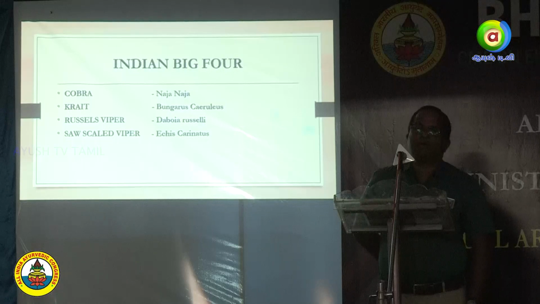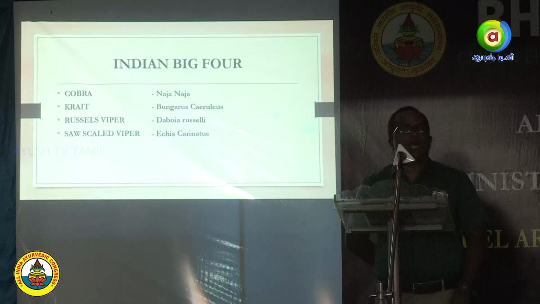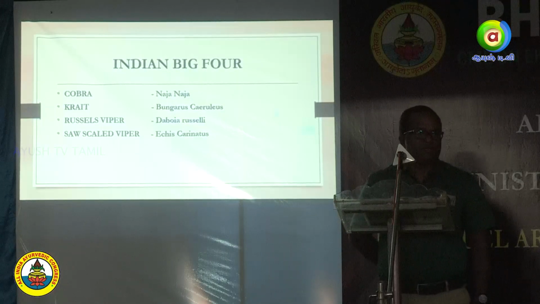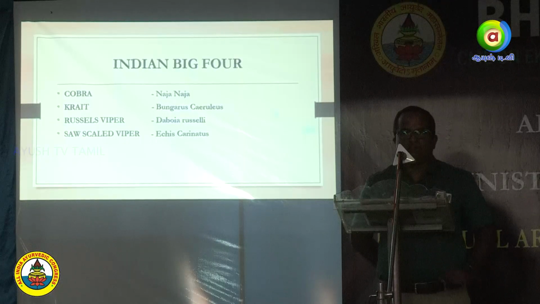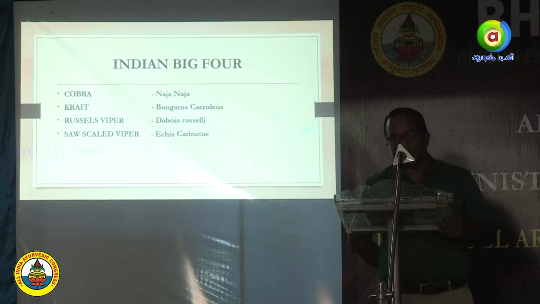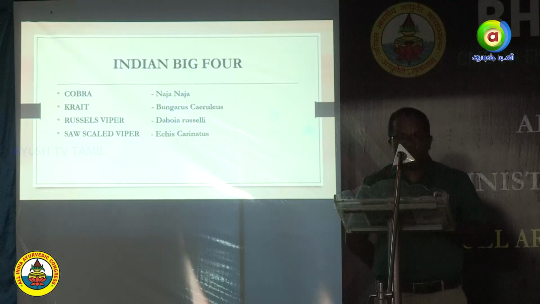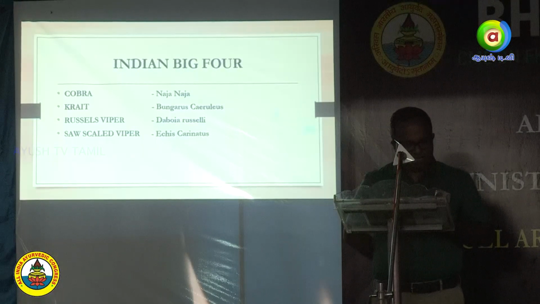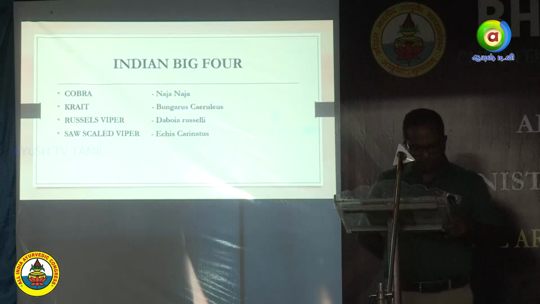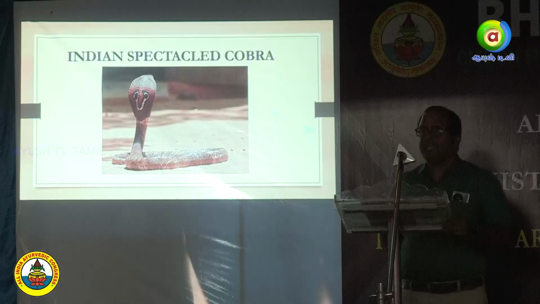Why these big four snakes? These are all highly venomous and may end in the death of the human being. So it is important, as management of these is very tough when the quality and the quantity of venom injection is in a higher range. Okay? The cobra's scientific name is Naja naja, krait Bangarus caeruleus, Russell's viper Daboia russelii, saw-scaled viper Echis carinatus. Next.